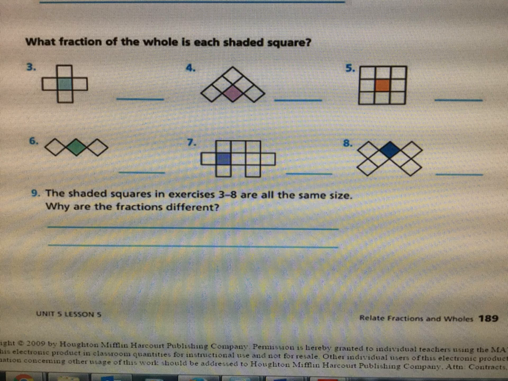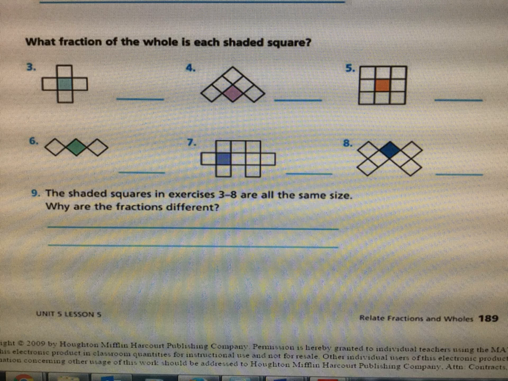Looking at the bottom, page 189. Look at these. Only one square, and all the squares of the same size are shaded, but it has a value of different parts. So now we're looking at the same size something being represented by different fractions. Because number 3, let's call that the teal square, is the same size as the purple square in number 4 and the orange square in number 5, but the fractions are going to be different.